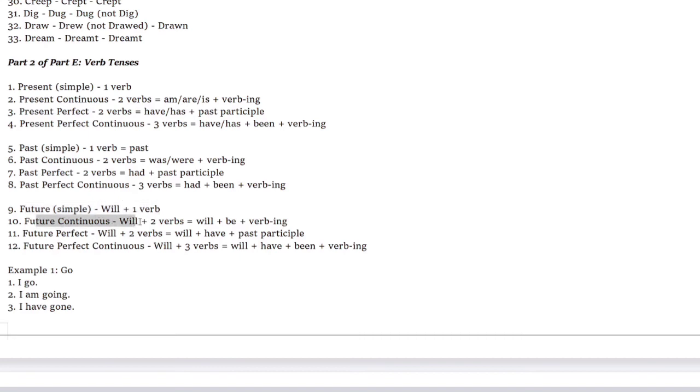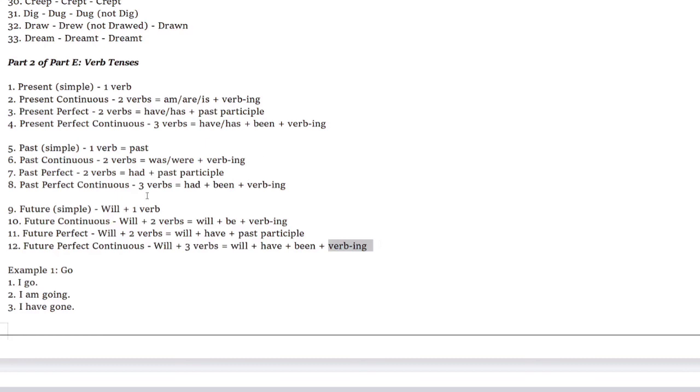Future continuous is will and two verbs: will be, verb-ing. Again, continuous you have to have the present participle there. Future perfect is will plus two verbs: will, have, and the past participle. Future perfect continuous, or future perfect progressive, is will and three verbs: will, have, been, verb-ing.